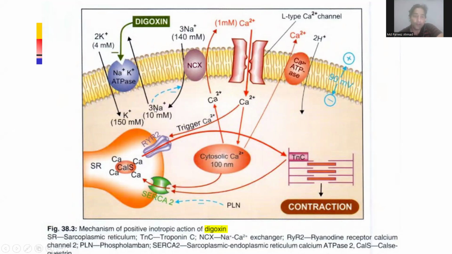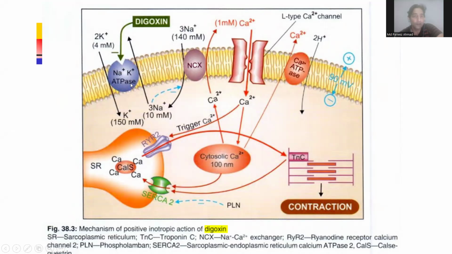Now this sodium ion is again removed from the cell to the outside in exchange for potassium via the sodium potassium ATPase. And now the diastole relaxation occurs. So this is the normal physiology of heart contraction and relaxation. Now the mechanism of action. First, to understand, what is the role of the sodium potassium ATPase channel?